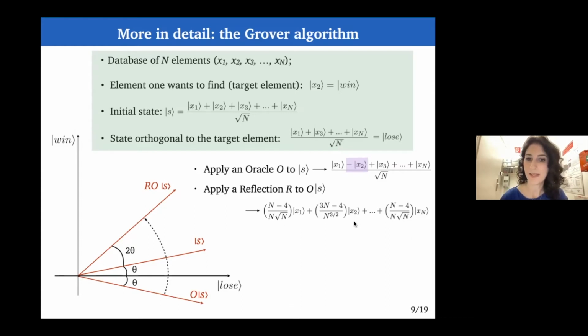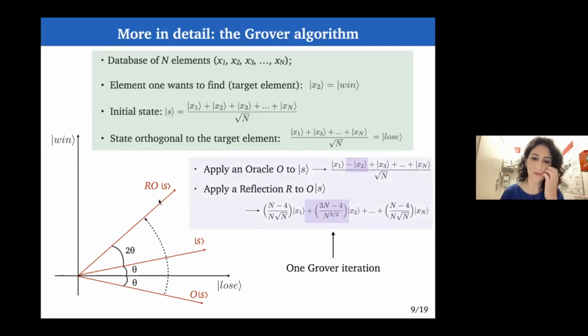If you see it from here, the amplitudes of all the elements change, but basically the amplitudes of all the elements have this value, except again for the amplitude of the element x2, which is the target element, which is now this amplitude here. And this is bigger compared to all the other ones. So the effect of one Grover step is amplifying, increasing the amplitude of this x2 element, such that the algorithm can find it with a higher probability. And this is in general seen as one Grover iteration.